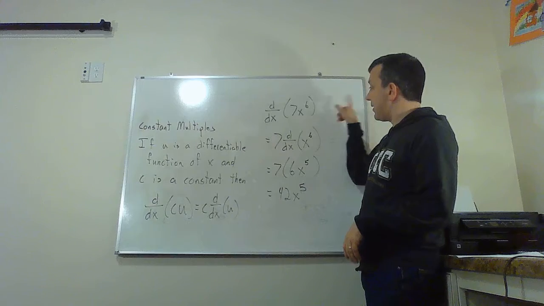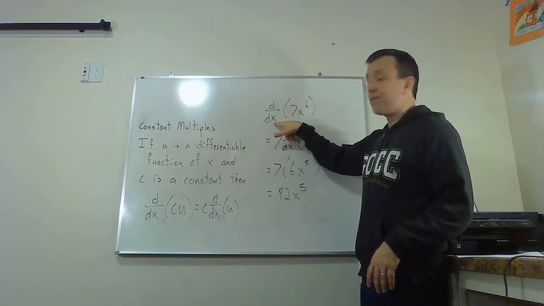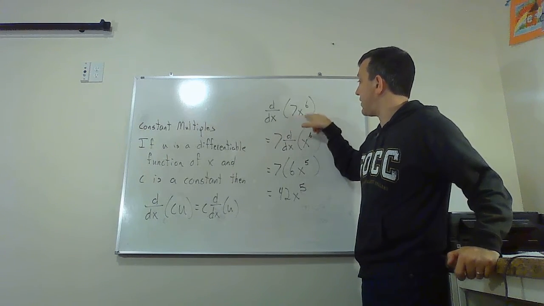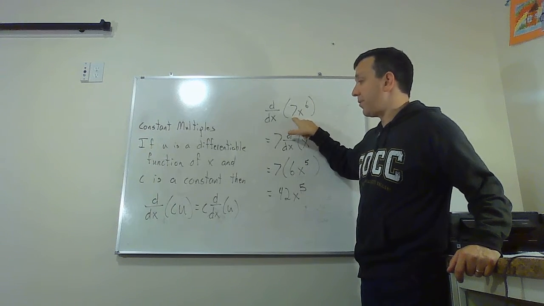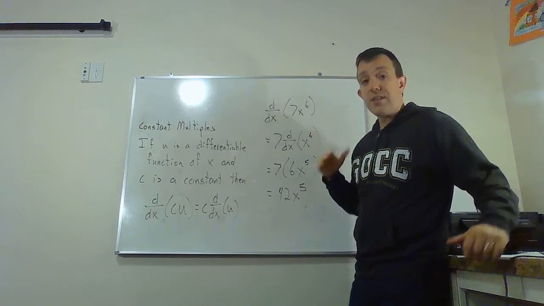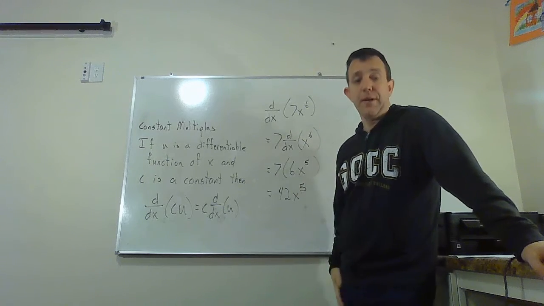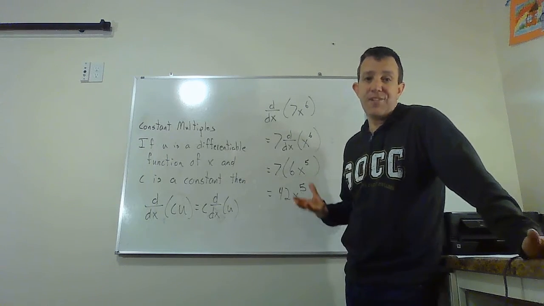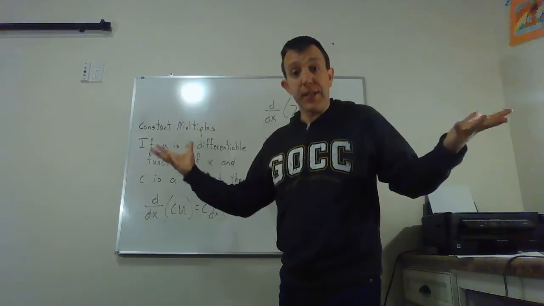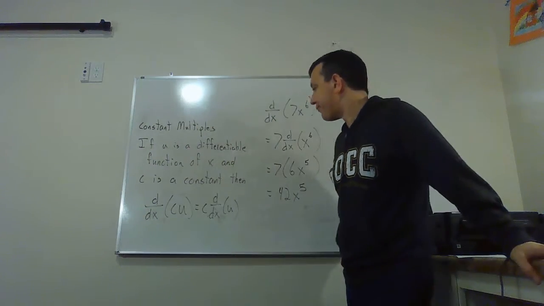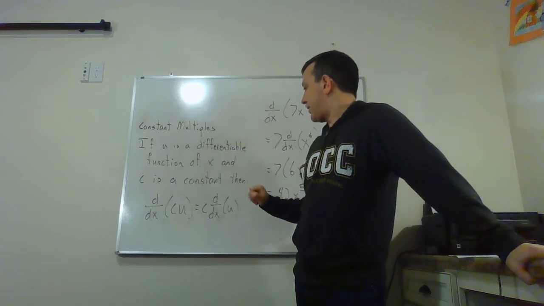So for example, in this example that I have over here, I want the derivative with respect to x of 7 times x to the 6th. The 7 is the constant multiple that we're going to be looking at, and the x to the 6th is the piece where we know how to take its derivative. Okay, so that's really all this u is doing. It's just serving as a placeholder for something that we know how to take its derivative. And c is a constant.